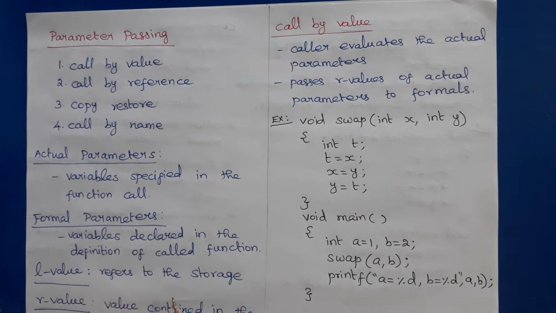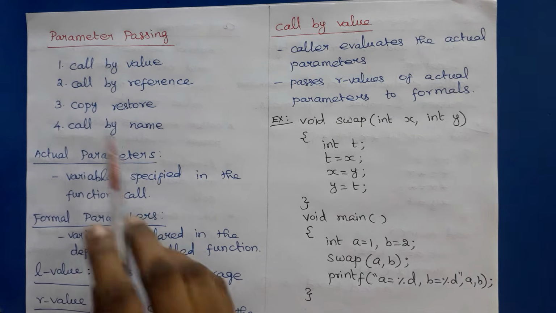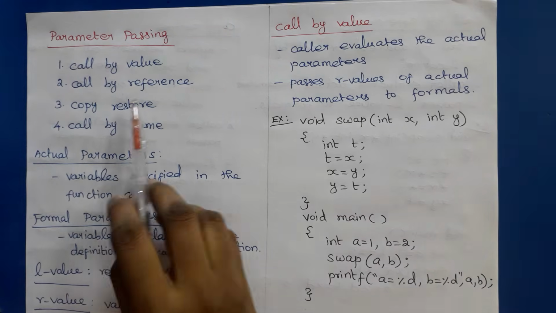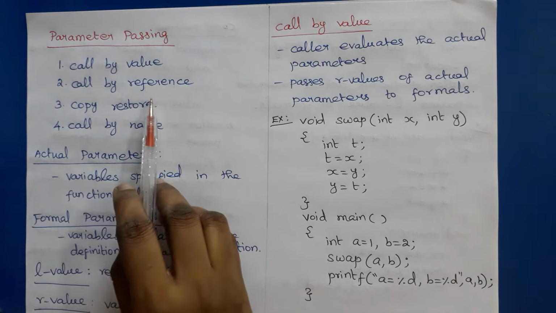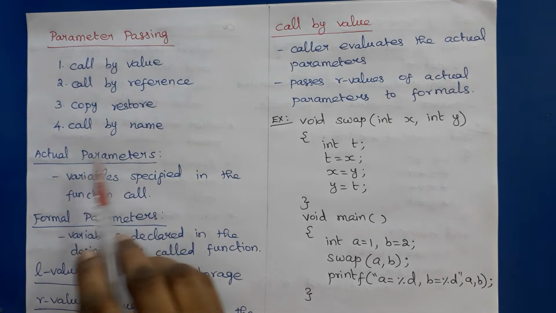Hello all, in this video we are going to discuss parameter passing in compiler design. When one procedure calls another, the communication between them can be done through the non-local names and through the parameters. There are four types of parameter passing methods. They are call by value, call by reference, copy restore and call by name.